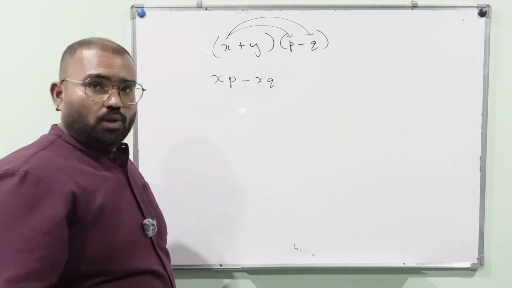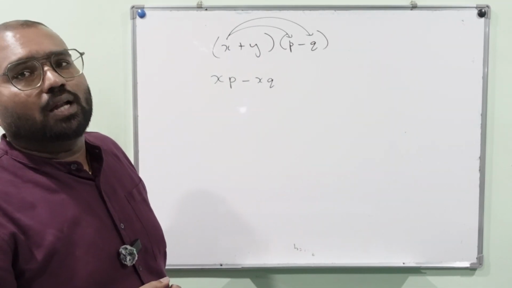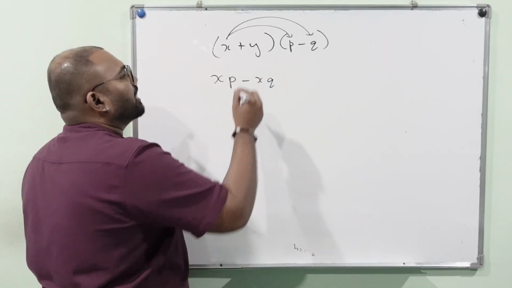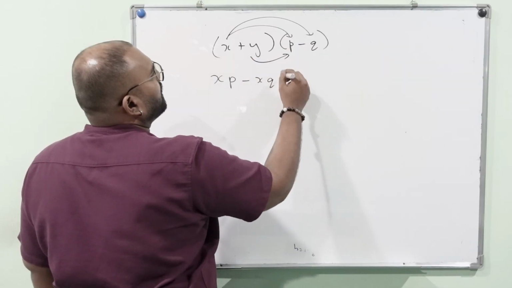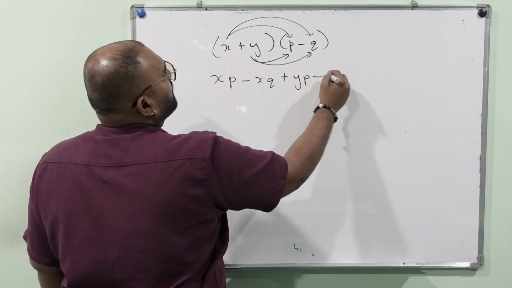You nak tulis XQ, nak tulis QX, both are okay, no problem. Tapi selalunya kita tulis XQ lah. Okay, selalunya X is preferred. Okay, so then the next one, this one times this one, Y times P, positive YP, positive negative negative YQ.